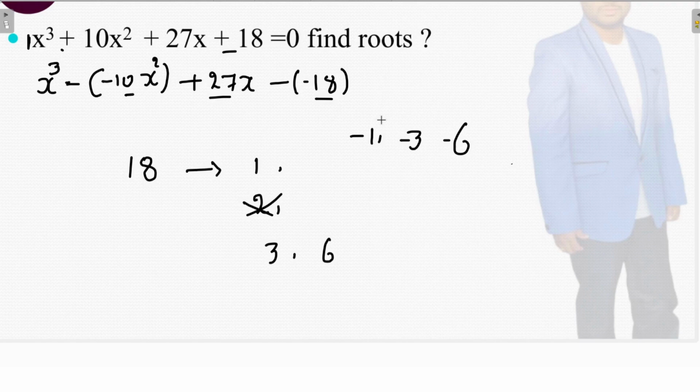I hope this is clear to you all. Yes or no? Is it clear?